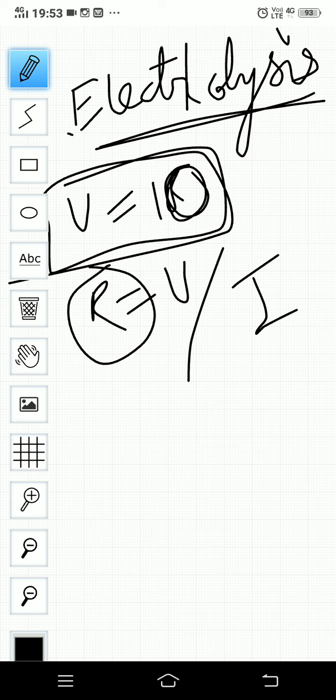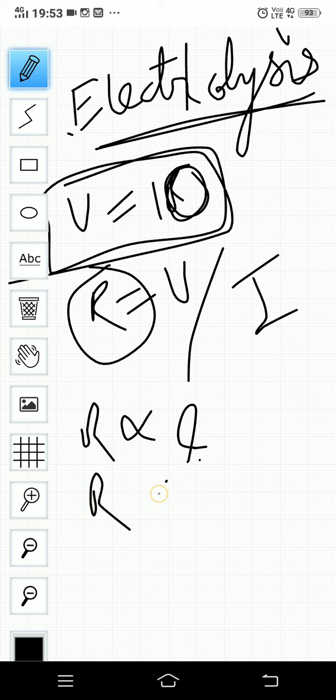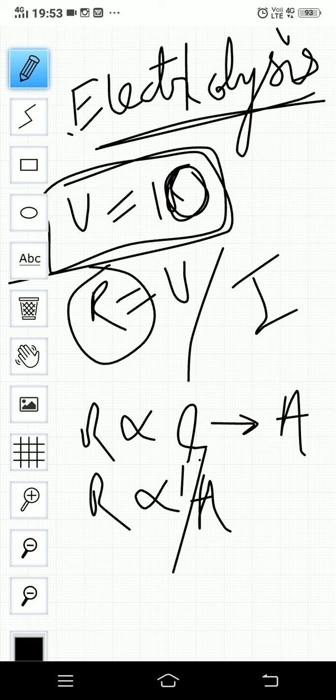For specific resistance, we have to know first that R is proportional to L, where L is the length of the conductor. R is proportional to 1 by A, where A is the area of the conductor. In the first case, A is constant. In the second case, L is constant.